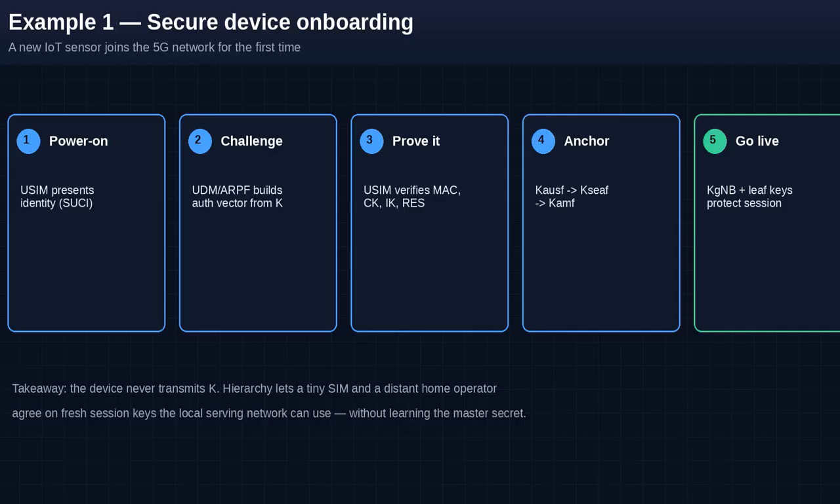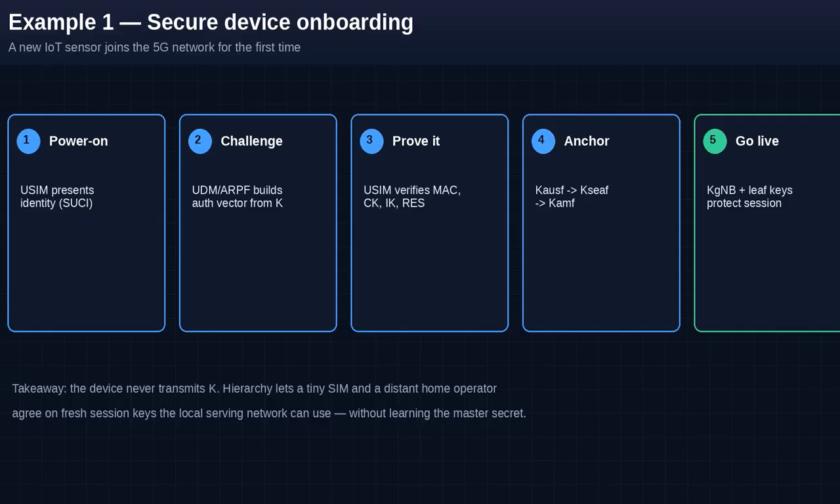Step 2. The serving network asks the home UDM and ARPF for help. Home builds an authentication vector from K, challenges, expected responses, and the key material that will become CK, IK, and then CAUSF. Step 3. The challenge hits the USIM. The SIM verifies the network's MAC, proves it knows K by returning the response, and emits CK and IK inside the secure boundary.